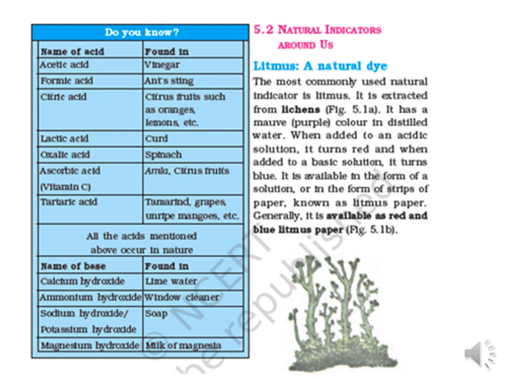Then the magnesium hydroxide, it is also known as milk of magnesia. This magnesium hydroxide is present in milk of magnesia, and this milk of magnesia is used in preparation of antacid. Yes, so these were some examples of natural acids and natural bases, and the substances in which they are present.